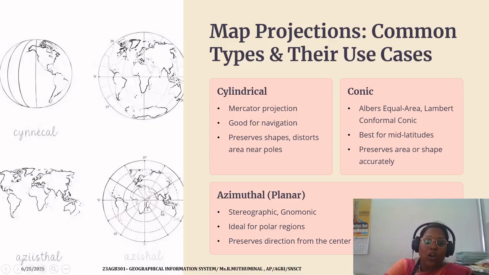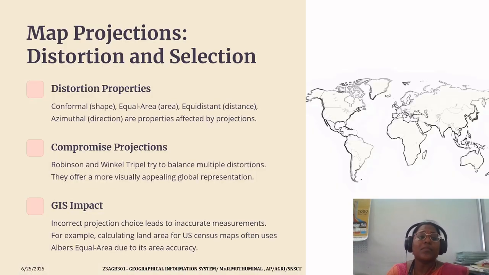Similarly, the azimuthal or planar surface is used for stereographic and gnomonic projections. That means it is ideal for the polar regions, either at the North Pole or at the South Pole. At the polar regions, wherever a higher degree is available, it will help us to preserve the direction from the center point. So this is how map projections play a major role, and these are their uses.